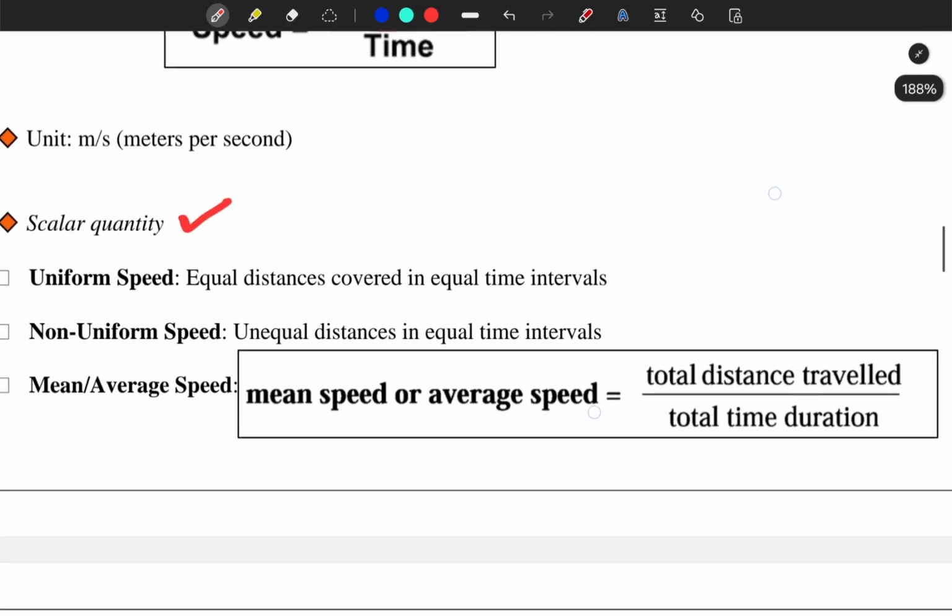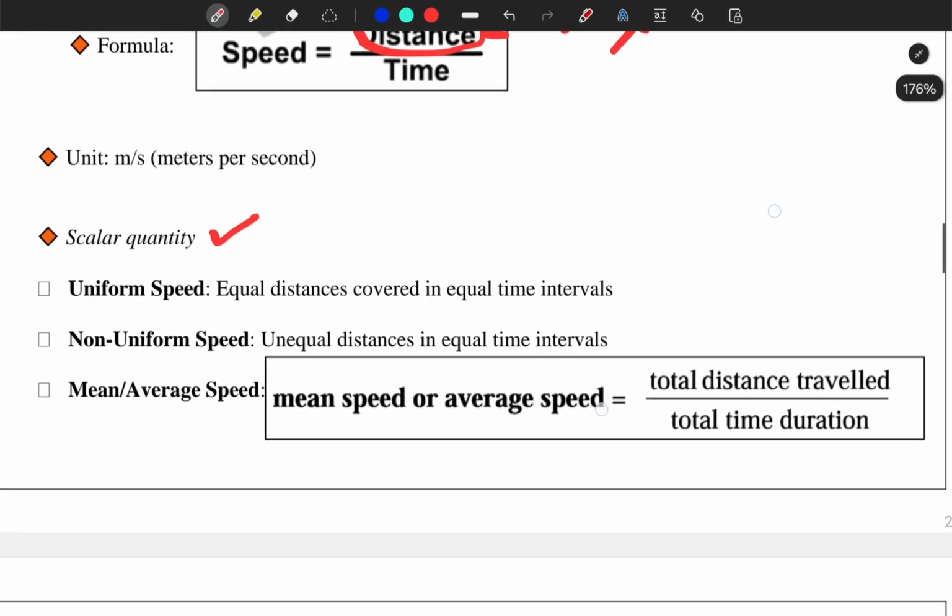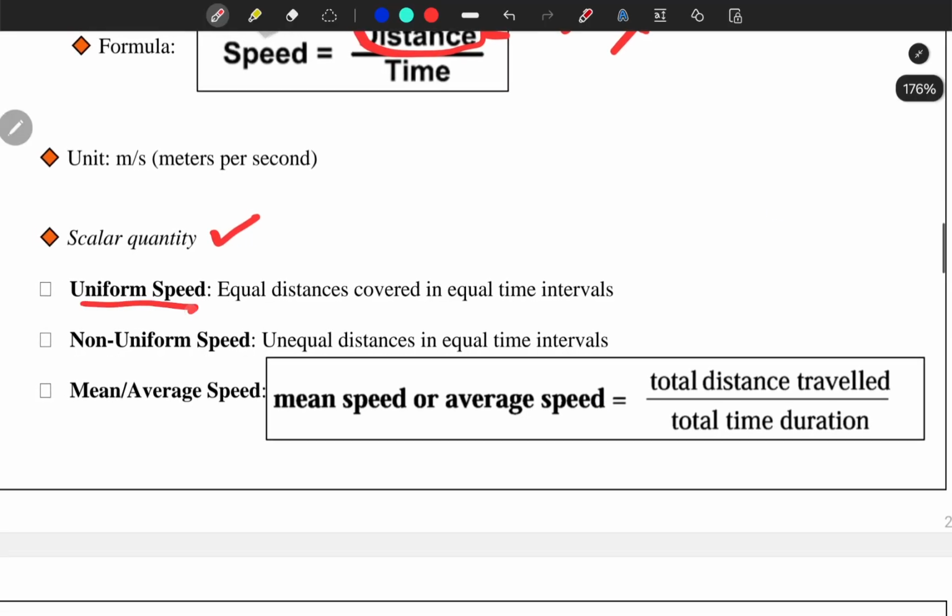And there are some specific words you should learn under the speed too. That is uniform speed and non-uniform speed. What does this mean? Uniform, or we call it constant.